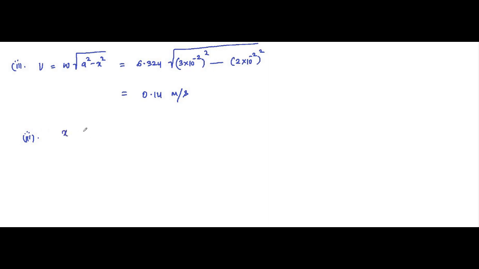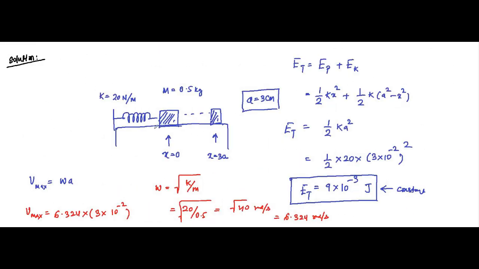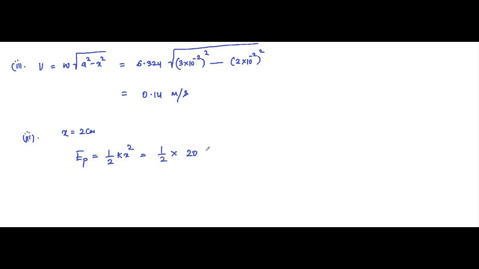When the displacement is 2 centimeter, potential energy, we all know, is 1/2 k x square, equal to 1/2 into 20 Newton per meter, that is the spring constant, and x square is 2 into 10 to the power minus 2, whole square. So it is coming around 4 into 10 to the power minus 3 joules.